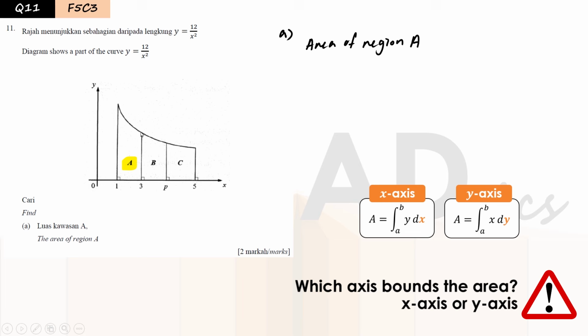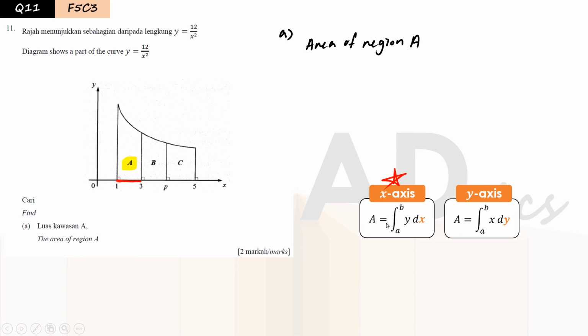If we look at the shape here, we can look at this line, the horizontal line. You can see that this line bounds or controls region A, and this part of the line is actually part of the x-axis. So this means we need to use the x-axis way to find the area of region A.